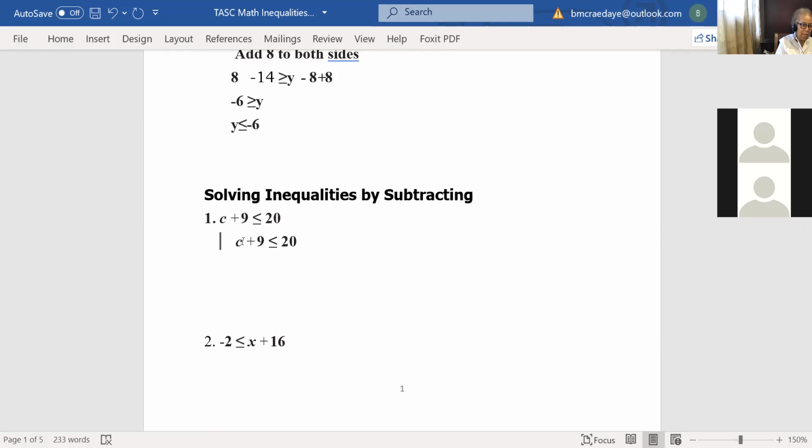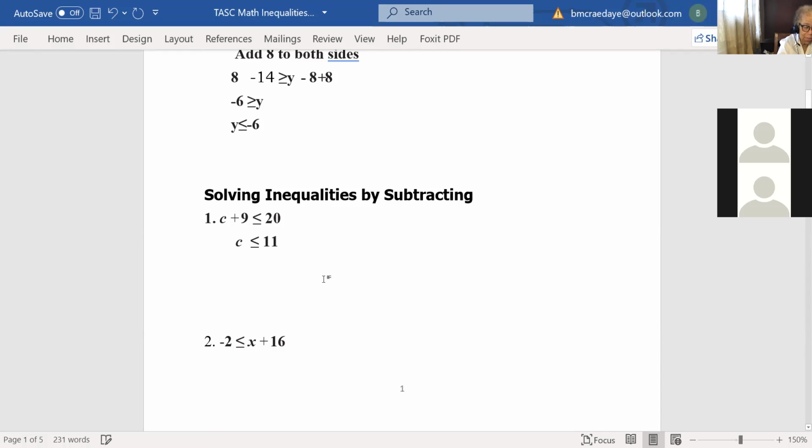Okay. So what's 20 minus 9? Is it 11? That's it. So you got your answer. We subtracted the 9 out from the 20, and our answer is 11. So C is less than or equal to 11. And what's 11 plus 9? If you substitute the C here, 11 plus 9 is 20. 20 is less than or equal to 20. 20 is equal to 20. Yes.